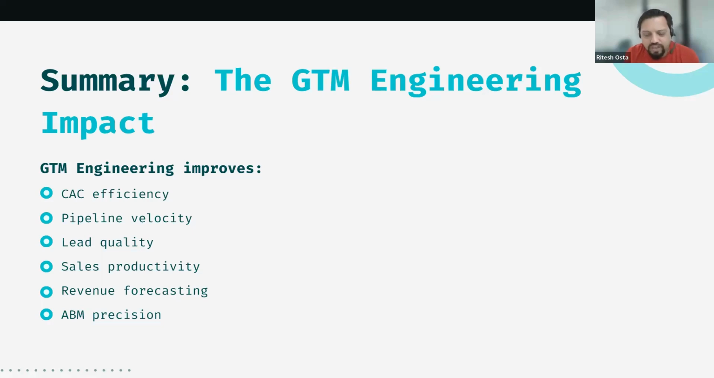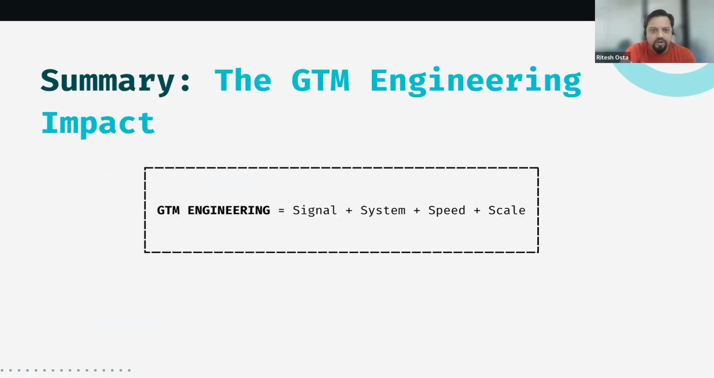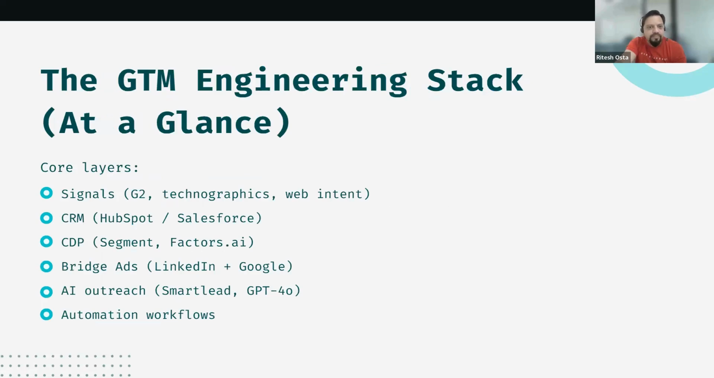So there's a lot of areas that AI is getting into now, right? Especially when it comes to sales and marketing. So this is the world we are living in. It's an exciting time. We are all learning. Okay, GTM engineering means signal plus system plus speed plus scale. All right. There will be some companies who are going to be super fast in the coming days. I can already see that.